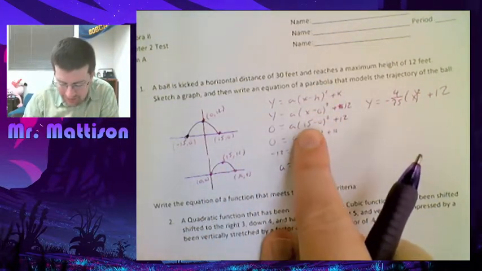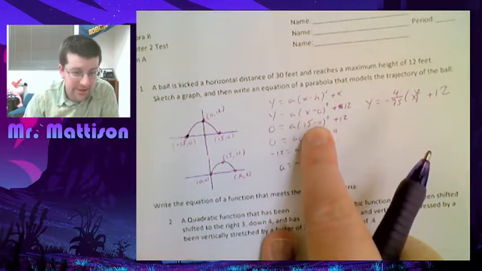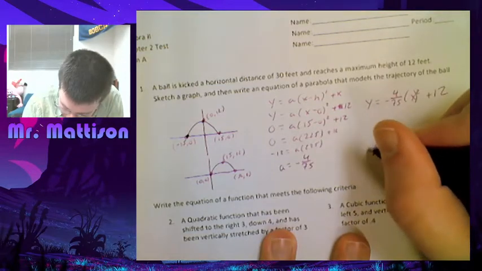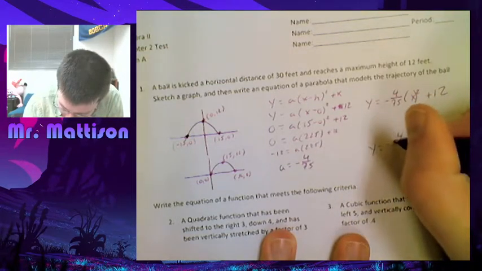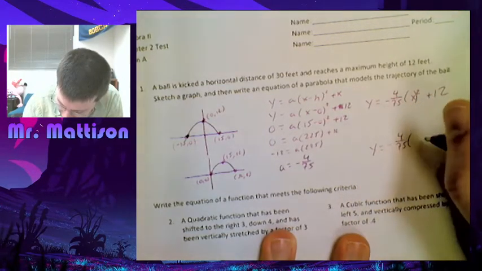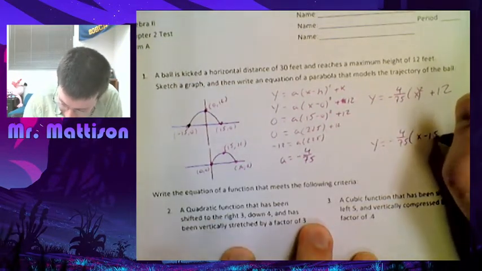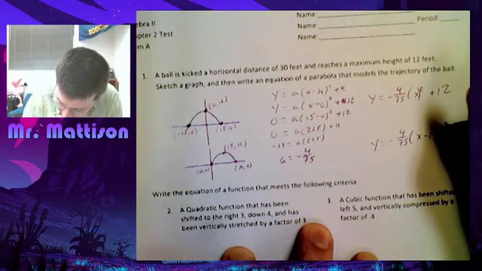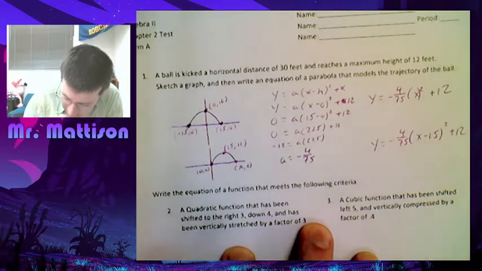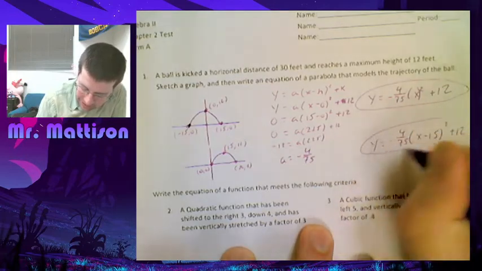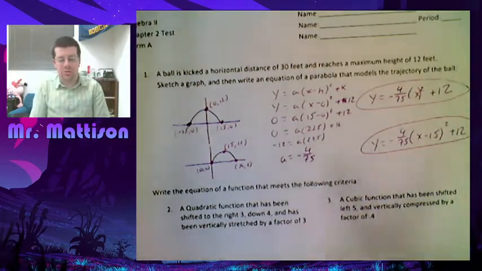Now if I were to do this one here, I would get the exact same a. I would just have 0 minus 15 instead here. But I would get y is equal to negative 4/75 times x minus the 15 squared plus 12. So again, either one of those answers is correct, depending on which way you drew your actual graph.